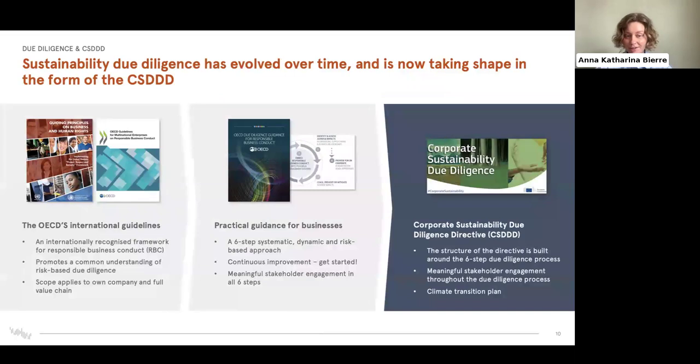So what the previous slide should also already have illustrated to you is that while of course the directive is relatively new, it's from last year, the content isn't entirely new. It builds on these internationally recognized standards and guidelines that date back to 2011. It's the UN Guiding Principles on Business and Human Rights, what we also call the UNGPs, and the OECD Guidelines for Multinational Enterprises, that was complemented with a more practical guidance in 2016, and that's where we have the wheel from.